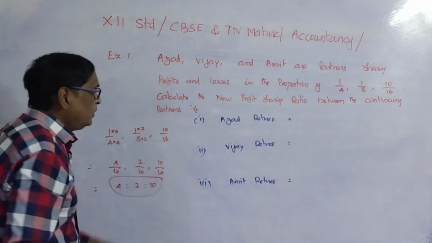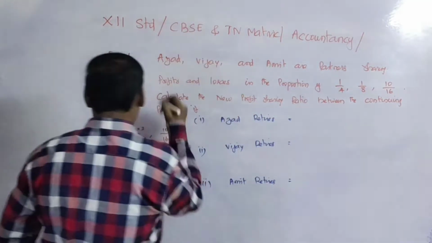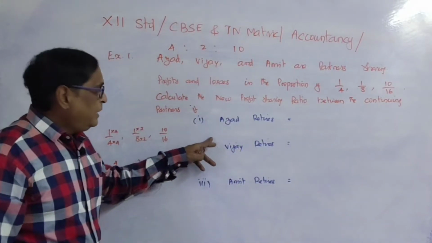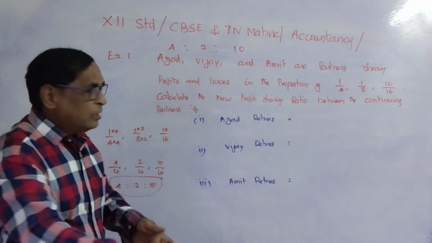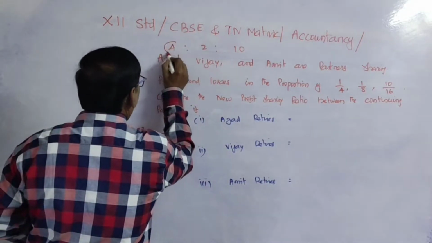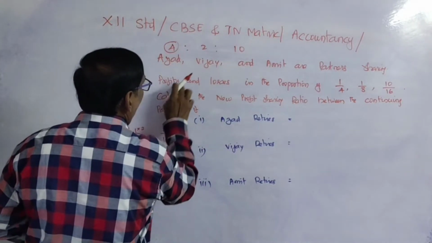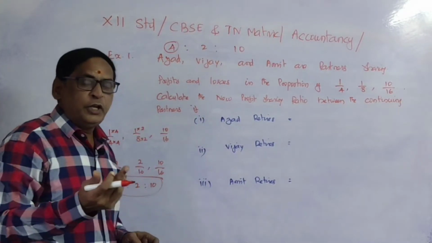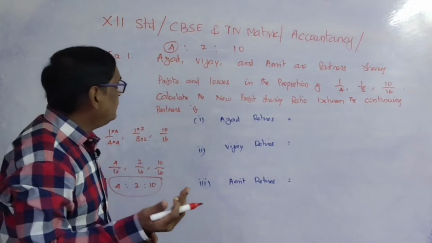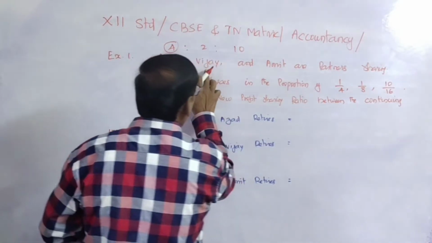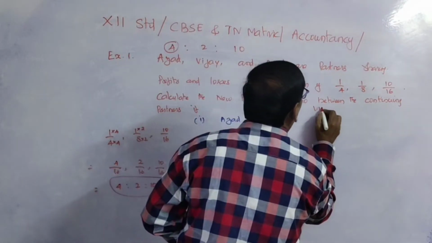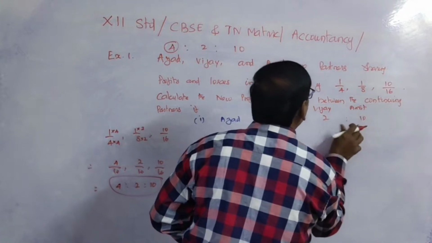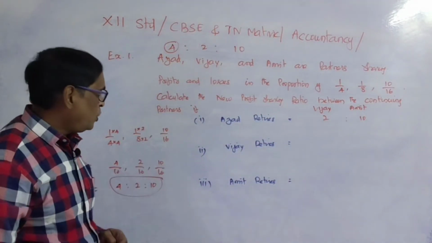In this ratio 4:2:10, what they are asking is, if Azad retires. Azad retires means his portion is 4, Azad's portion is 4 out of 16. Then what will be the new profit sharing ratio and gaining ratio? As we have just seen, 2:10 between Vijay and Amit. So 2:10 will be the new profit sharing ratio and gaining ratio also.